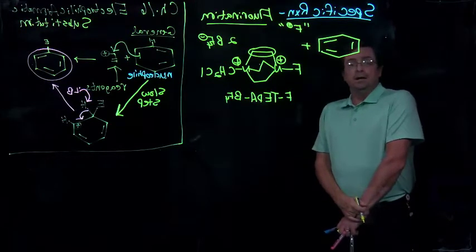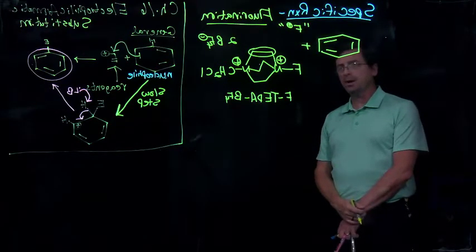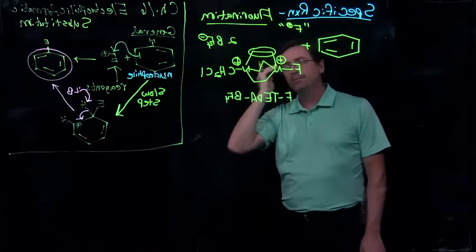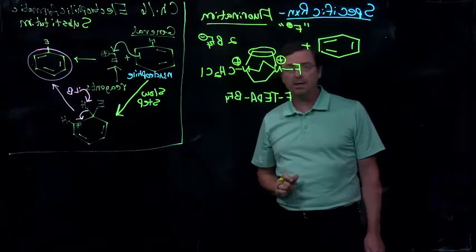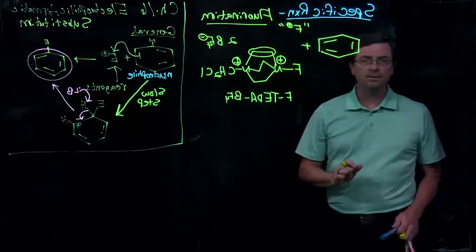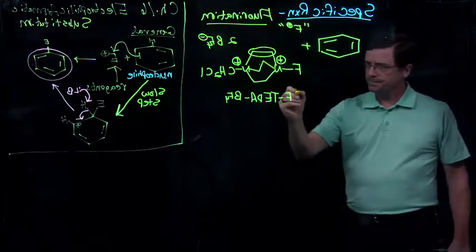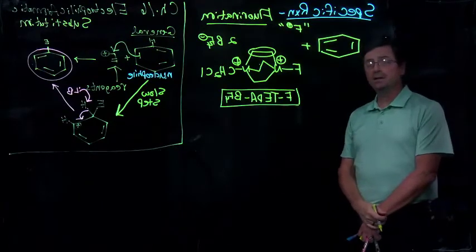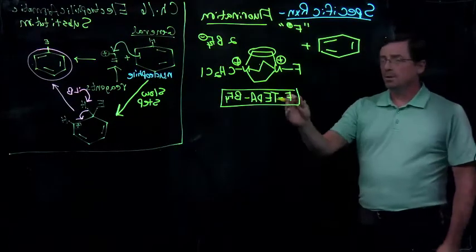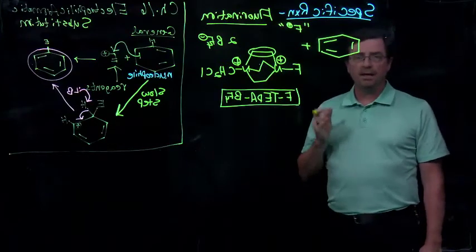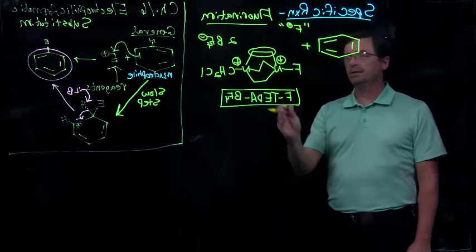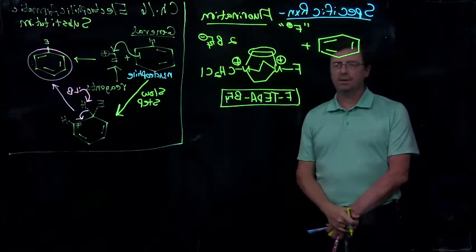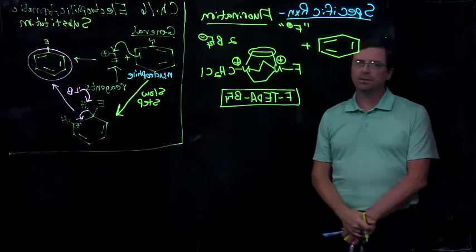Now, as I've already pointed out, we'll have to predict the products, and we can use this abbreviation, F-TEDA-BF4, and many other abbreviations. But for chemistry, and this is different than biology or other disciplines, just using the abbreviation is not sufficient. The abbreviation must bring to mind a chemical structure for you. Okay, and if it does that, then you're using it effectively. If it doesn't bring to mind for you a chemical structure, then eventually you're going to get lost.